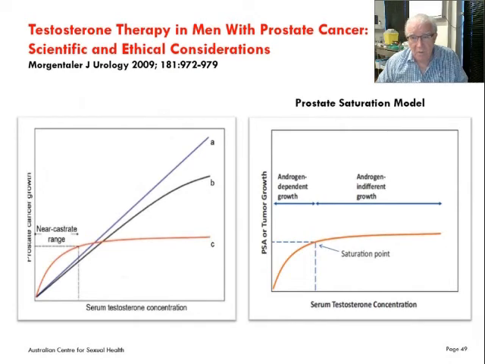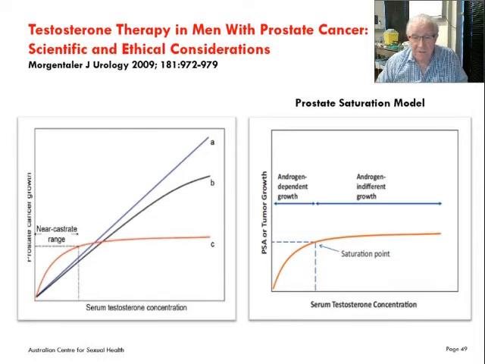These and other data were reviewed in Abraham Morgan Taylor's landmark publication in 2009, which described the prostate saturation model. The traditional androgen-dependent view of prostate assumed that prostate growth would increase as serum testosterone concentrations increased, as suggested by curve A and B on the left-hand graph. However, Morgan Taylor proposed that prostate growth and its surrogate PSA, while sensitive to changes in serum testosterone at low extreme concentrations of testosterone, eventually reached a plateau as serum testosterone increases, curve C.